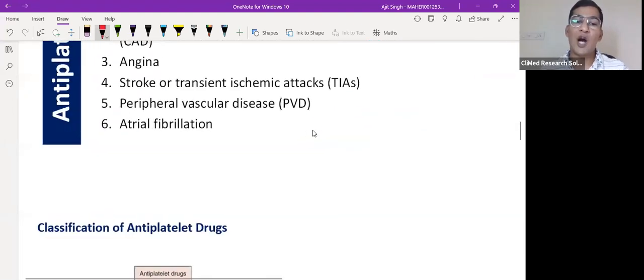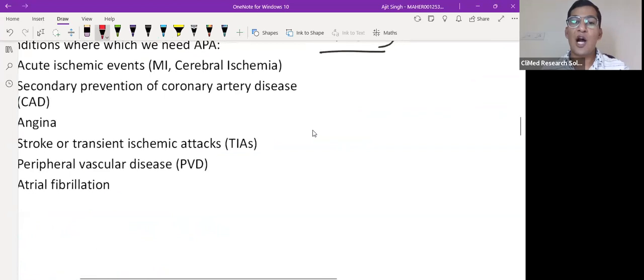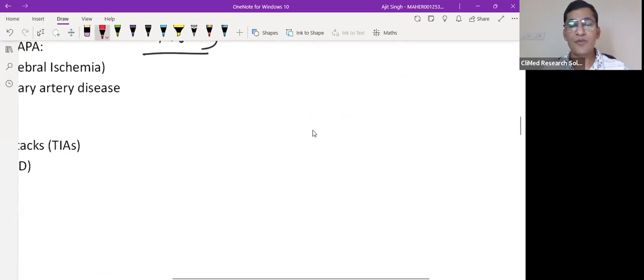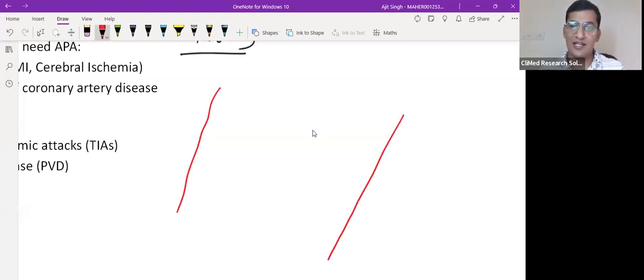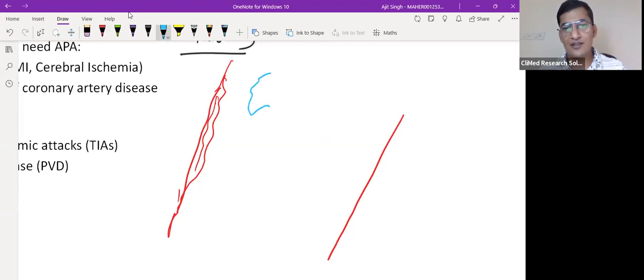Let me show you how it goes. See, this is the injured site. This is zoomed in, so we have zoomed in on the injured site. This is the injured site, multiple factors are there, right? Now let's see, these are the platelets. This is one of the platelets. This is another platelet.